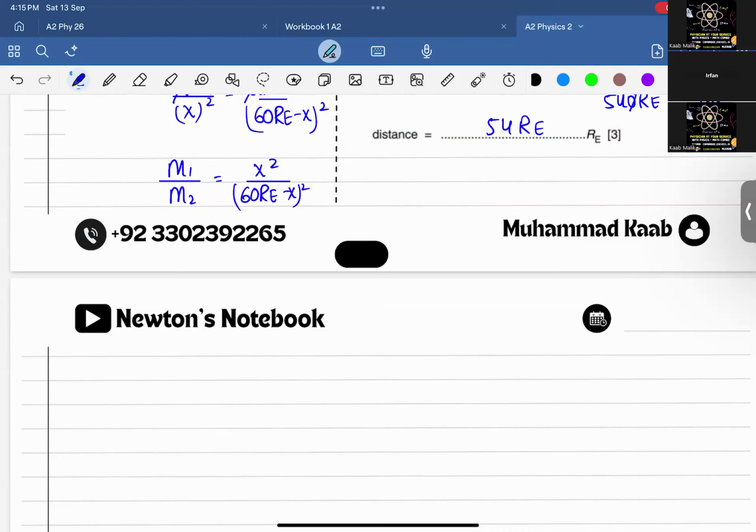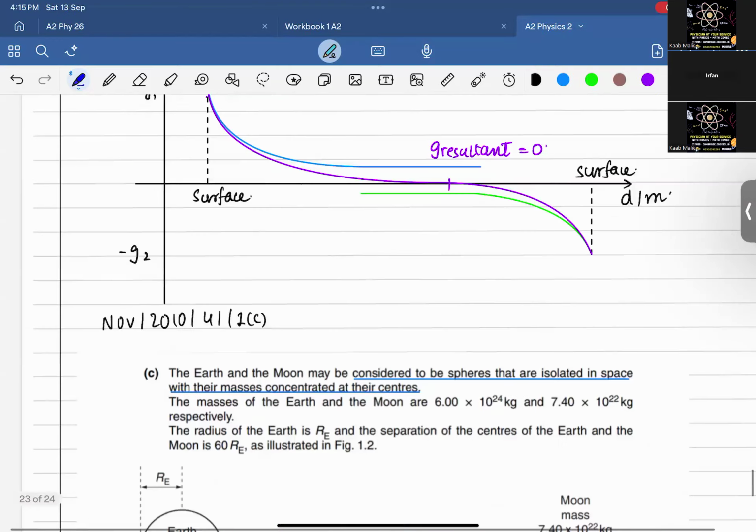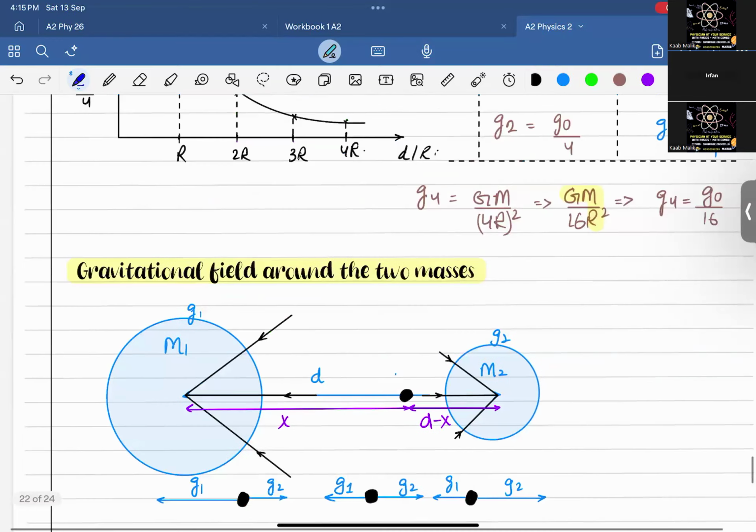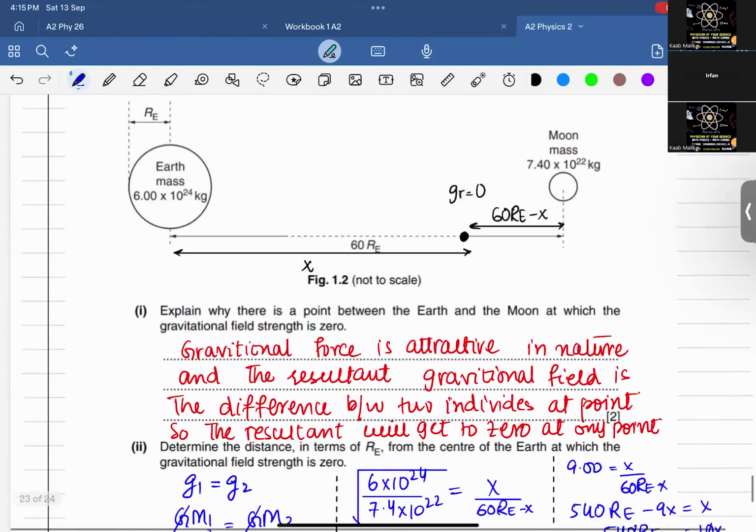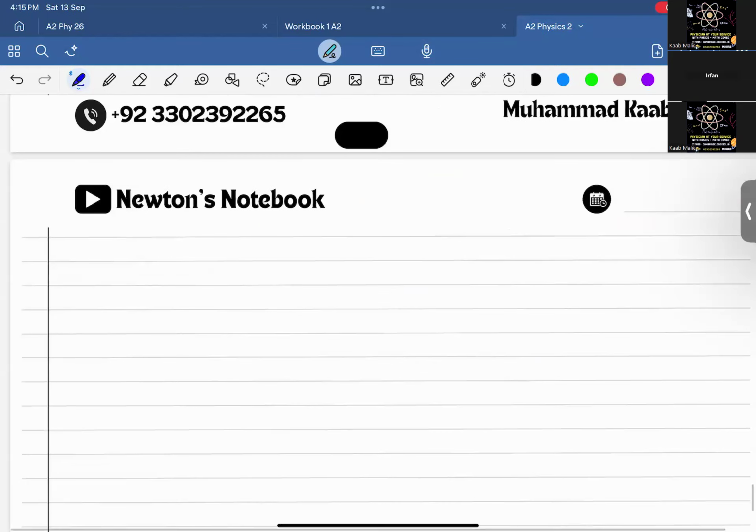So this concept is basically the gravitational field around two masses. We did the graph and all of this stuff. Now let's talk about the concept of the density of the planet, and the density and gravity relationship.